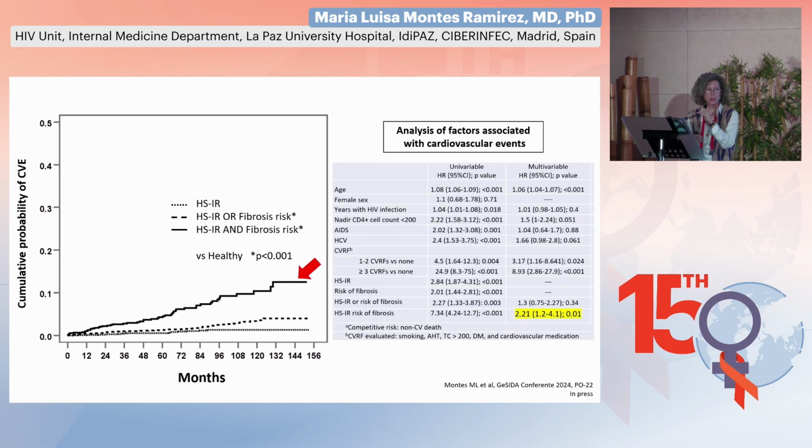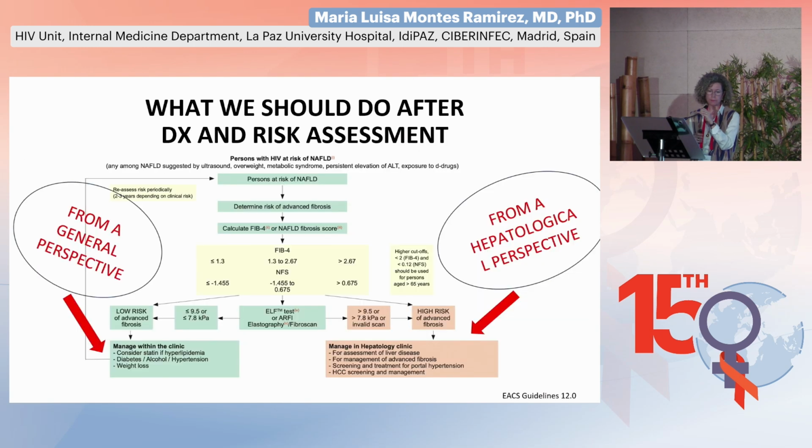The probability of suffering a cardiovascular event when you have hepatic steatosis, liver fibrosis, or both at the beginning of the follow-up, when you are diagnosed with HIV before starting antiretroviral therapy, was associated significantly with a major incidence of cardiovascular events. In the analysis of associated factors, this condition was an independent factor, and it was also independent of cardiovascular classical risk factors.